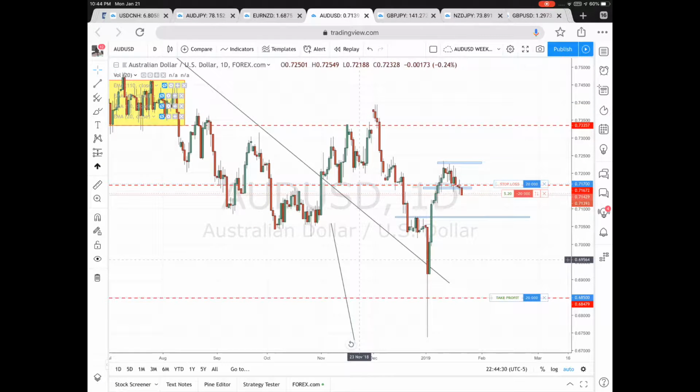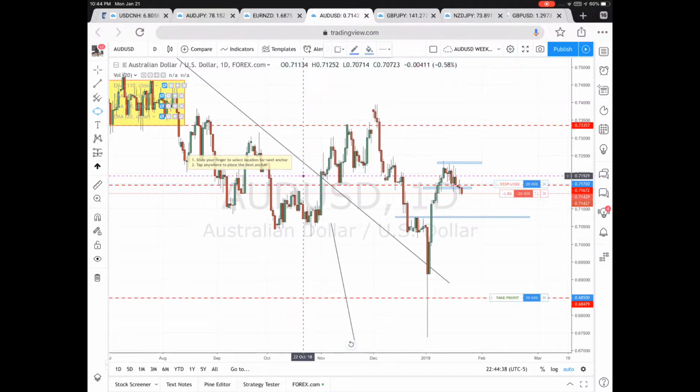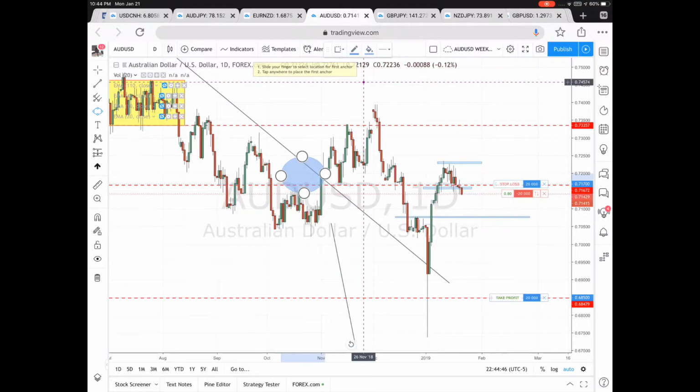I absolutely love head and shoulder patterns. And if you guys take a look right here, it looks like the market is kind of making one over here, right? Let's take a look right here. You see one right here, and then we have another one right here.